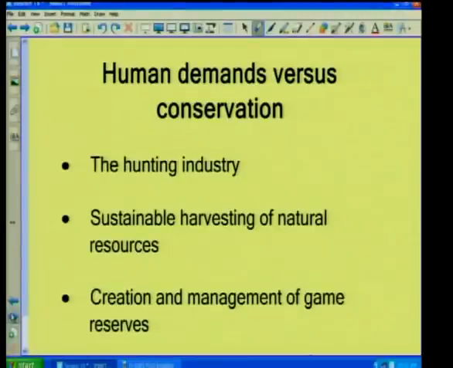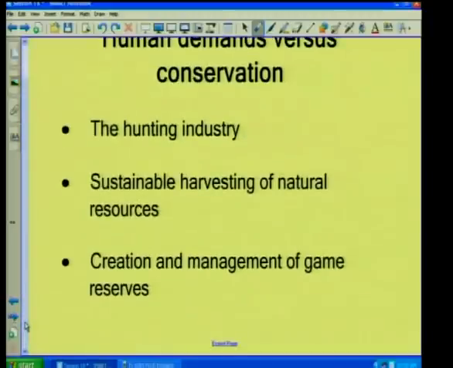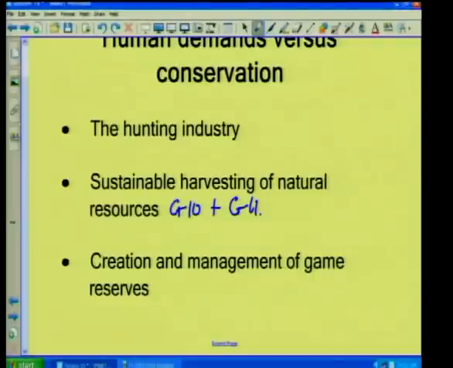Human demands versus conservation. Okay, what do we have? We have the hunting industry, harvesting of natural resources, and creation and management of game reserves. This harvesting of natural resources you dealt with in grade 10 and also in grade 11, in the environmental section, where you looked at how people, if they are able to make money out of a resource, end up abusing that resource. We need to be careful, because if we abuse something, it's going to run out. We are going to deplete it. These are words you will have to use if, for example, you are given an essay on this type of work. The hunting industry is conservation to a degree. And then we have creation and management of game reserves, which is cool because we have beautiful game reserves in this country.